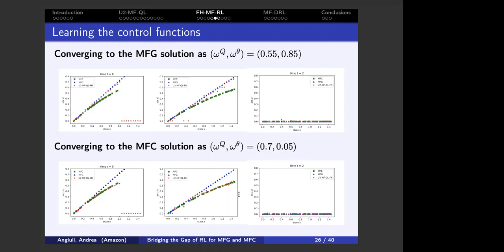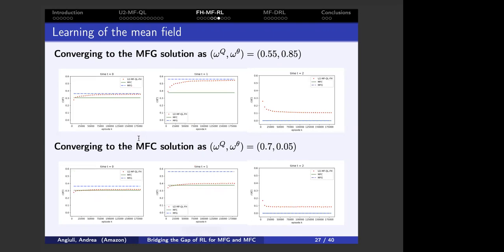So as before, you can see the same behavior as before. Based on the tuning of the parameters of the algorithm, we can converge to two different solutions. And also in the area where there is no exploration, we have no learning. And this is consistent with what we were observing before.